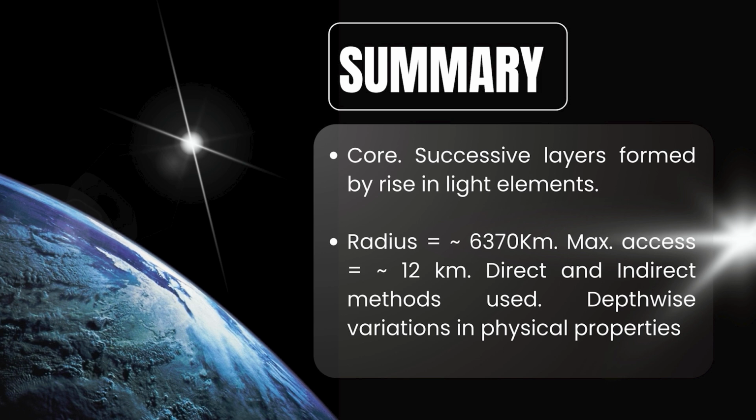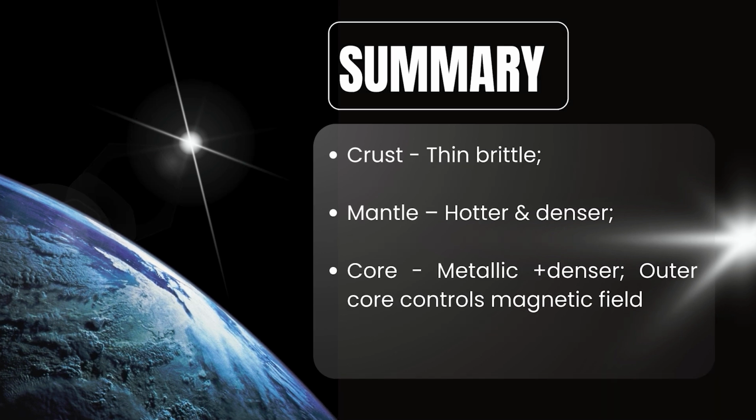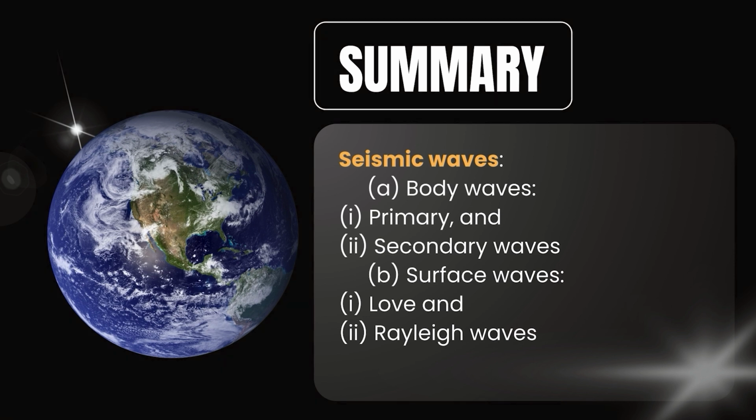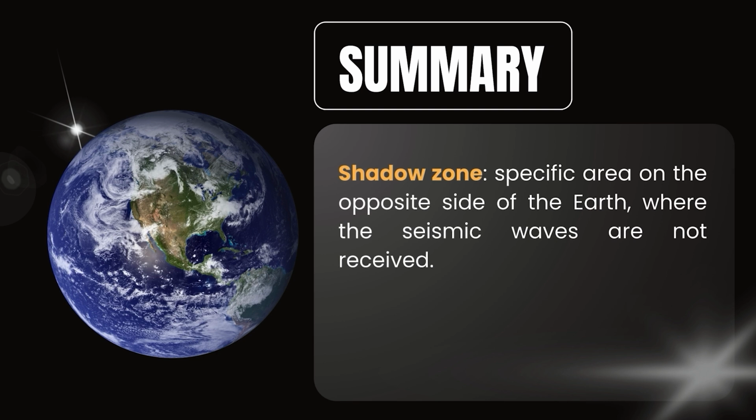Direct and indirect methods have been employed. Depth-wise variation in physical properties: thin crust, mantle hotter and denser, and core denser. Outer core controls the magnetic field. And finally the interior study: internal temperature, pressure, density rise with depth; gravity and magnetic anomalies suggest mass and material distribution in the crust, meteoritic composition, volcanic activity and seismic propagation. Seismic waves are of body waves, primary waves, secondary waves, and surface waves, Love waves and Rayleigh waves. Shadow zone is a specific area on the opposite side of the earth where seismic waves are not received.